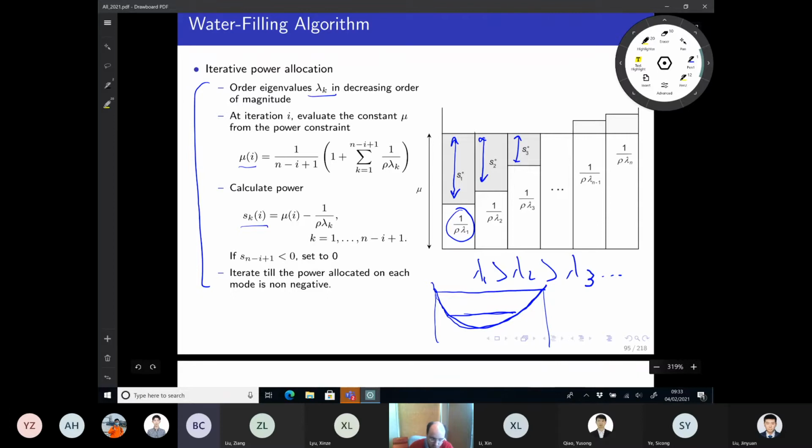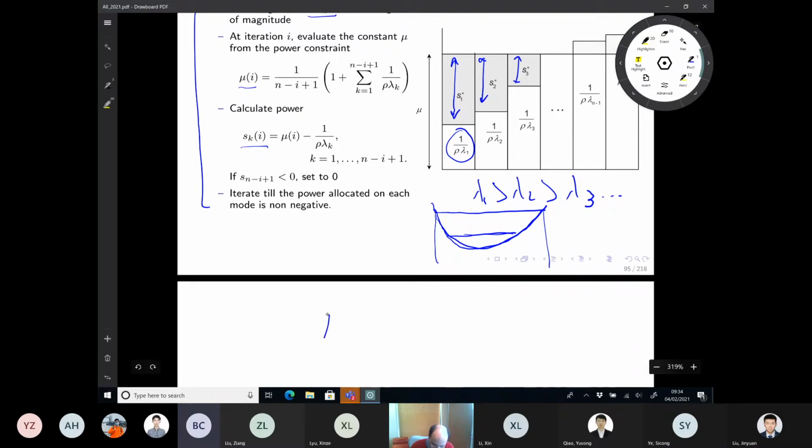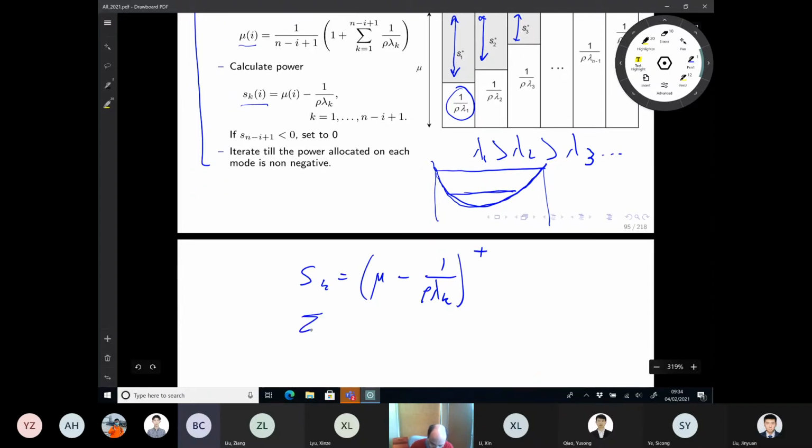So what it says is the following. Let's imagine you order those eigenvalues in decreasing order. So lambda 1 is larger than lambda 2 and so on. Now at iteration 1, you calculate the water level mu. I'm taking the expression that we had before: s_k is equal to (mu minus 1 over rho lambda k) plus. And I know that the sum of those s_k has to be equal to 1.